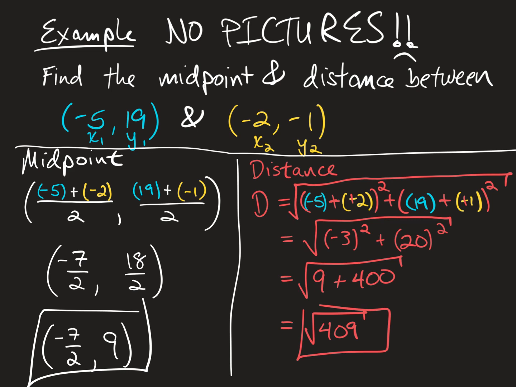For the distance formula over here, again, substitute x sub 1 and x sub 2 into their correct places, y sub 1 and y sub 2 into their correct places. Simplify the subtractions. That was originally a subtraction in here, but when you subtract a negative, it's the same as addition. So negative 5 plus 2 is negative 3. 19 minus negative 1 is 19 plus positive 1, which is 20. Square these numbers, add them together, see if the square root simplifies. In this case, it does not.